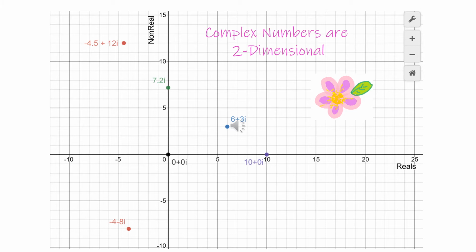How about 0 plus 7.2i? The real part of that number is 0, and the non-real part is not 0, so it falls on the non-real axis. It kind of looks like it's falling on the y-axis. Or negative 4.5 plus 12i. The real part is negative, the non-real part is positive. It's falling in what we would consider quadrant 2. If the real part is negative and the non-real part is negative, it's going to fall in what looks like quadrant 3, like negative 4 minus 8i. And of course, the origin, the good old (0, 0), is also a complex number. The real and the non-real part are both 0.